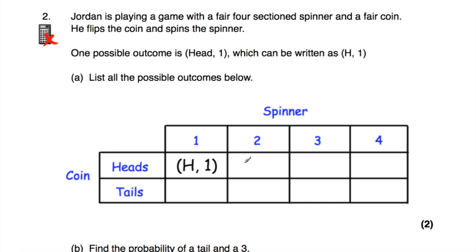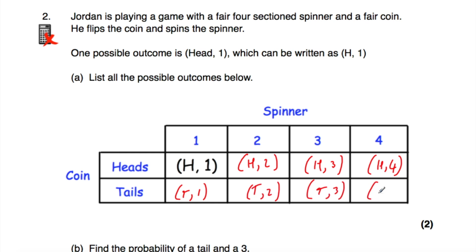So we've got a head and a 1, a head and a 2, a head and a 3, a head and a 4. So there are all the outcomes with a head. Now let's have a look at tails. We've got a tail and a 1, a tail and a 2, a tail and a 3, and a tail and a 4. So there are all the possible outcomes.